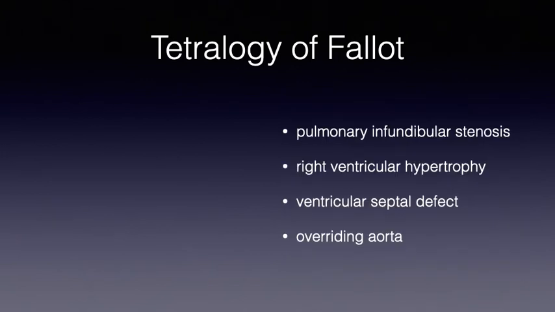So that's the tetralogy. 1. Pulmonary infundibular stenosis, 2. Right ventricular hypertrophy, 3. Ventricular septal defect, and 4. Overriding aorta.